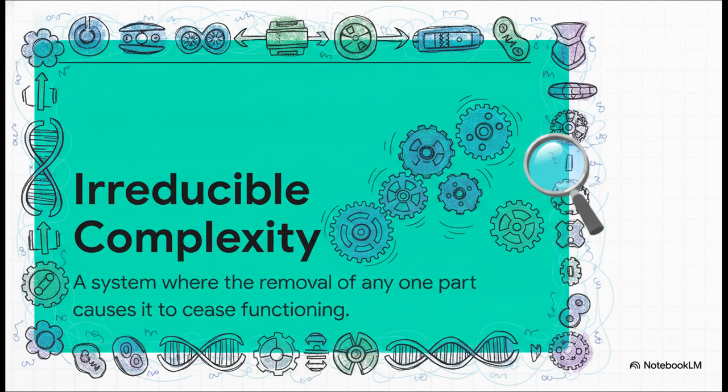This refers to a biological system made of well-matched, interacting parts, where the removal of any one part causes the whole system to cease functioning. These microscopic molecular machines violently defy step-by-step evolutionary construction.